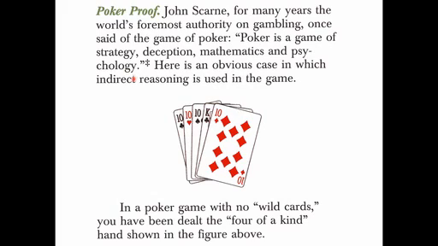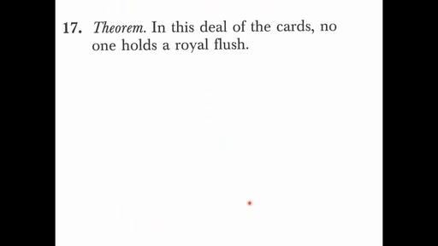Okay, so here we're using indirect reasoning, and I think it's pretty obvious. This is the hand that you have. There are no wild cards, and you've been dealt 4 of a kind, all 4 tens. Our theorem is, we're pretty sure, in this deal of the cards, no one holds a royal flush. And you say, well, duh, that's obvious.